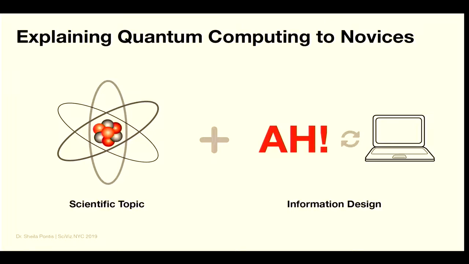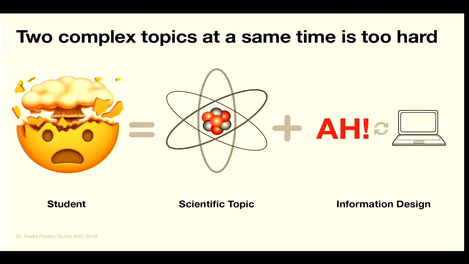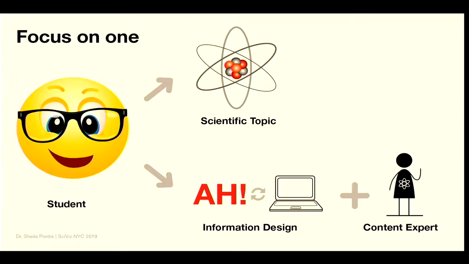If we compare what happened with Group A, who were the content experts, and Group B, the quantum computing group, this was a bad idea, in the sense that they were trying to learn two hard topics at the same time, quantum computing and information design. The results between that group and the other one were quite dramatically different. It was too much to learn at the same time.